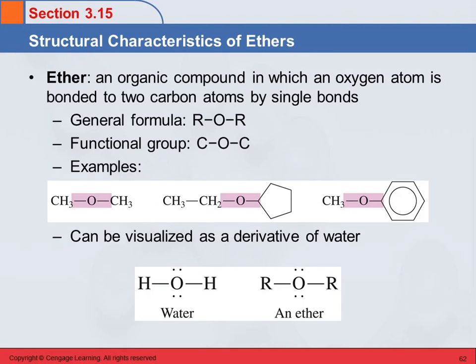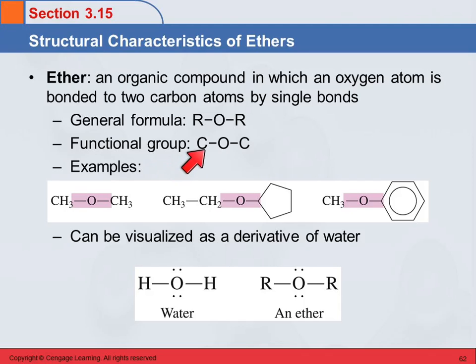So in this chapter, we're talking about compounds that contain oxygen single bonded to carbon. We talked about alcohols and phenols, and another group that falls in that category are ethers. Ethers are organic compounds in which we have an oxygen atom bonded to two carbon atoms by single bonds. So the general formula is ROR. These R groups are alkyl groups. They could be methyl, ethyl, hexyl, anything you want. It's kind of a generic R.